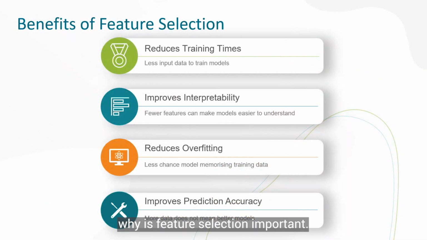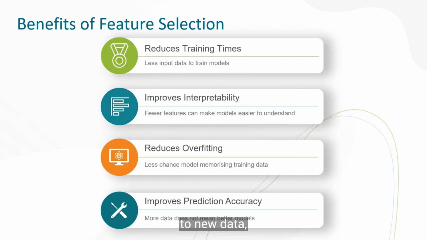Why is feature selection important? Feature selection is important as it can help reduce the training times of our models. So there's less input data to train our models, and we can get results faster. We can also improve interpretability. We then have fewer features that help us understand our output from the model, and we also reduce the chance of overfitting, and that means the model has less chance of memorizing the training data.